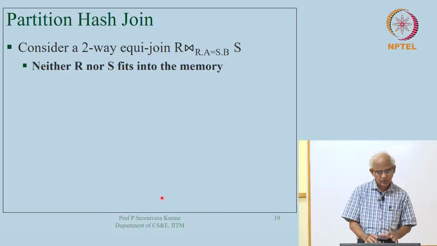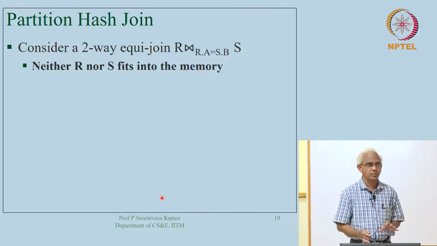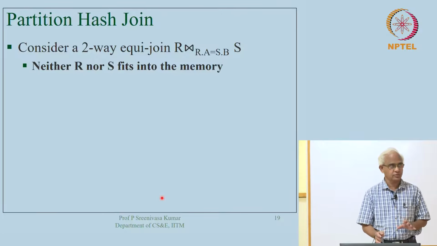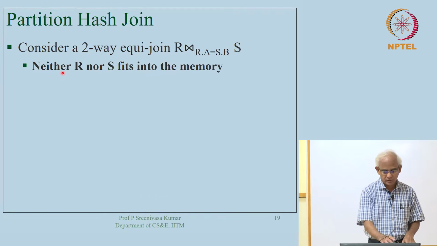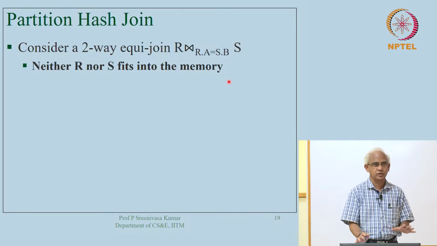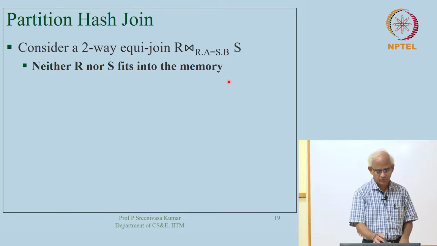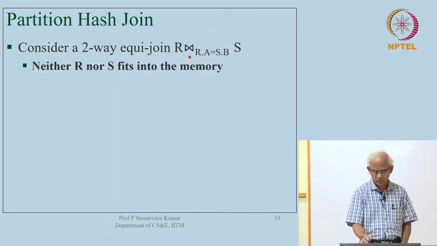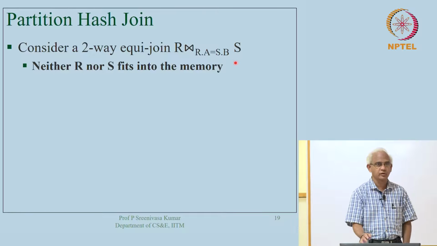Okay. So, now let us look at a variation of this algorithm called partition hash join. Here we will relax this assumption that S fits into the memory, we will not assume that. So, neither R nor S fits into the memory. They are two large files and we are supposed to compute an equijoin on them. So, a two-way equijoin R join S on R.A equals S.B. This is what we are supposed to do. R is big, S is big, both of them do not fit into the memory.